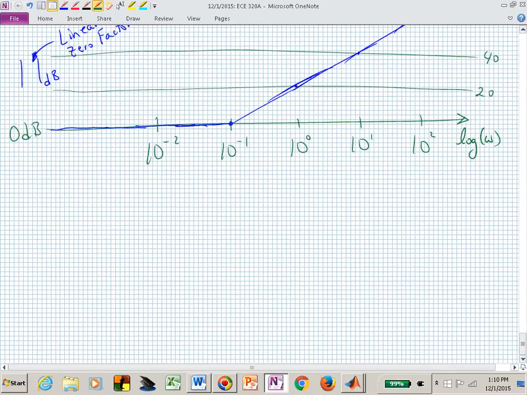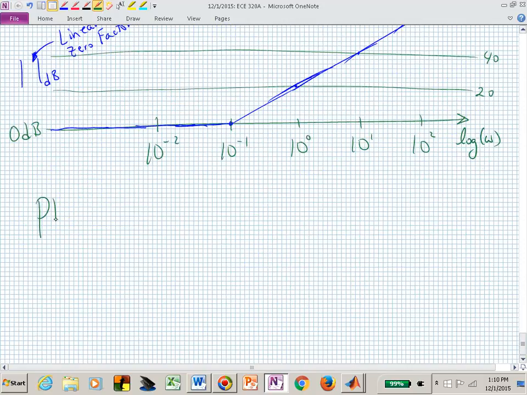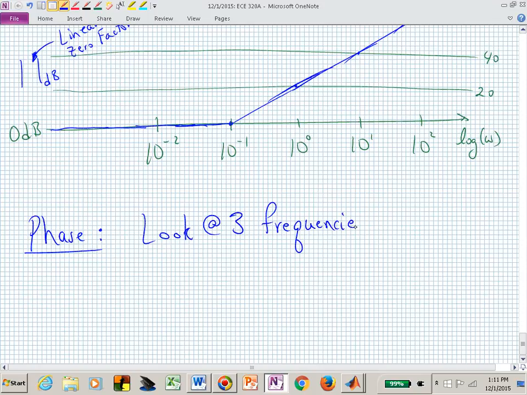Now we get to do Goldilocks. What's the phase? Are there other questions on this sketch? That's pretty easy, and that's how all of these linear factors are. Individually, these aren't difficult at all to sketch. What's the phase look like? We want to look at 3 frequencies.